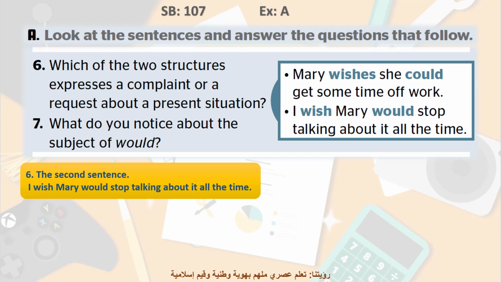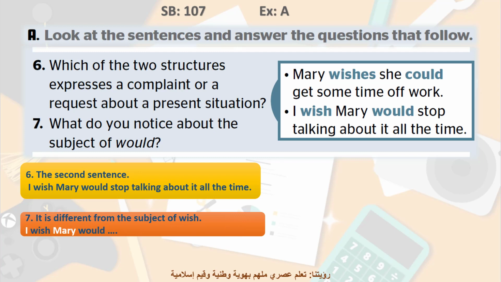What about question 7? What do you notice about the subject of would? السؤال معناه ما الذي تلاحظه بخصوص الفاعل الذي يسبق كلمة would؟ Yes, the answer is it is different from the subject of wish.